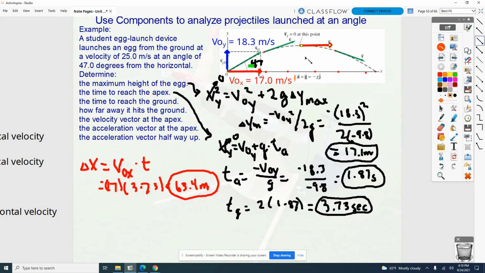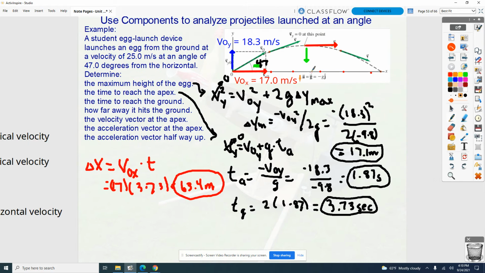How about the acceleration vector at the apex? Well, the only way we can use projectile motion equations for UAM is if the acceleration is constant. And so the acceleration vector up there would just be g, 9.8 meters per second squared downward.